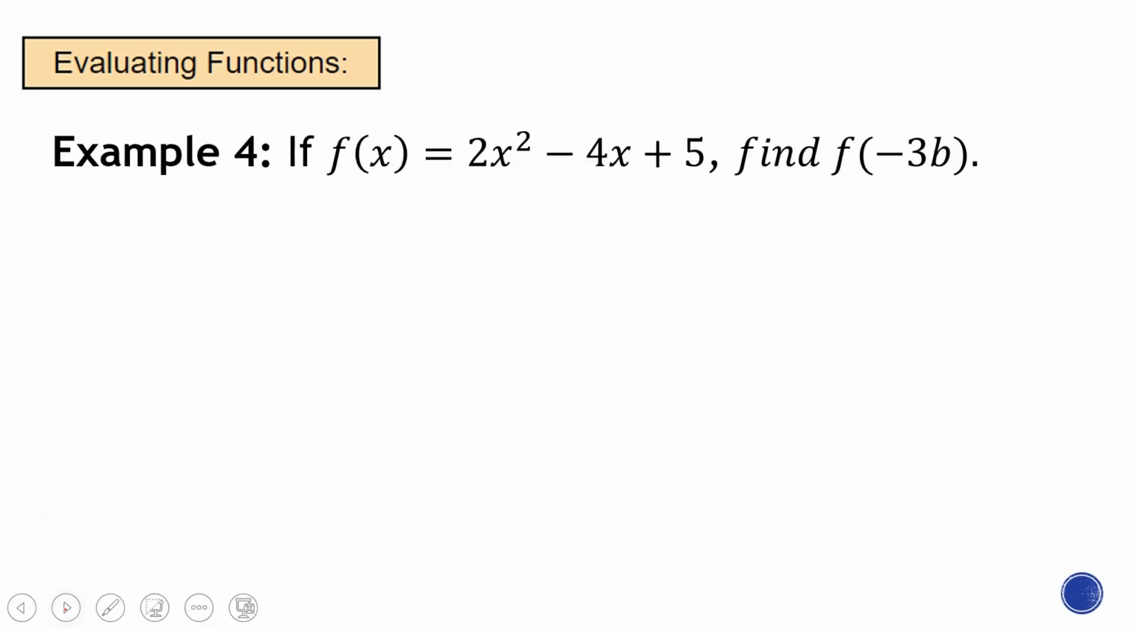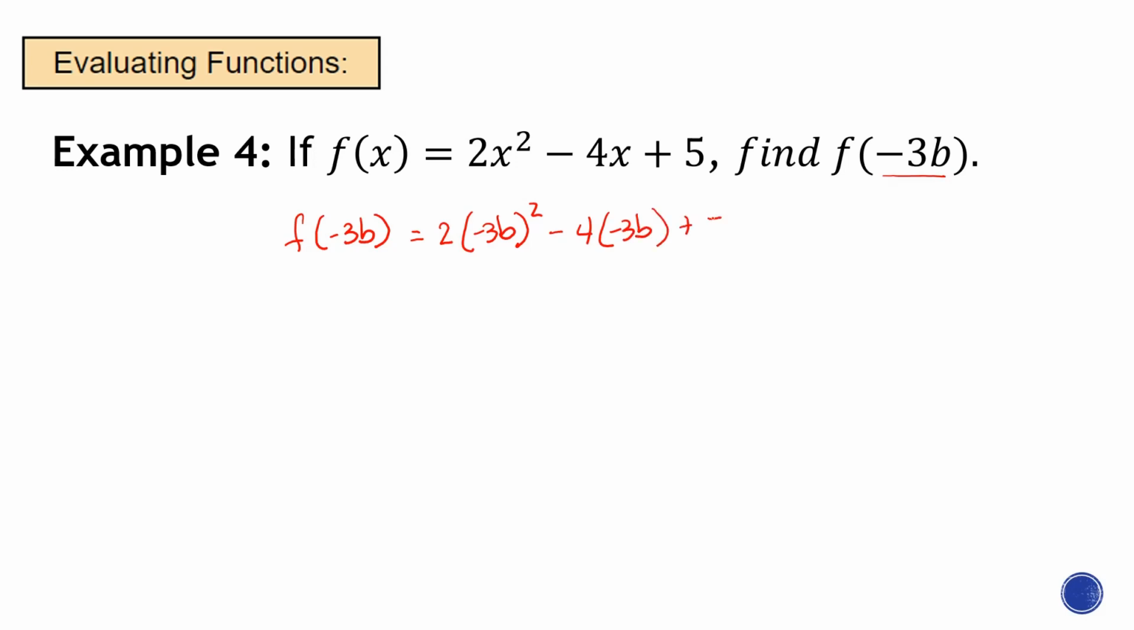Next. Now, here in this example, our input value is not a number. It's a term, negative 3b. But the idea of what we did earlier is the same thing as what we will be doing here. So since the input value is negative 3b, what we will be doing is we will replace all of the x's by that, negative 3b. So f of negative 3b is equal to 2 times negative 3b squared minus 4 times negative 3b plus 5.